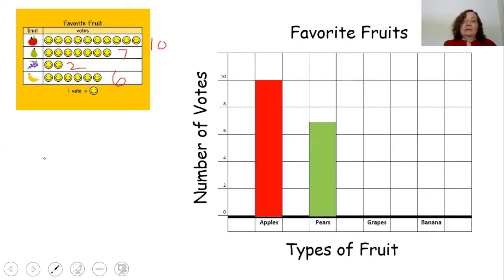Okay? Ooh, let's try grapes. That's going to be right there. And finally, bananas would go there because it's 6, 2, 4, 6. Beautiful. And when I had a scale of 1, they're still, in comparison, about the same.